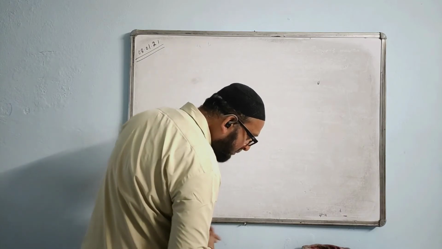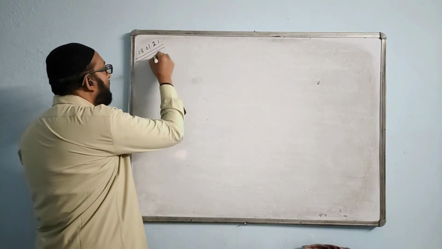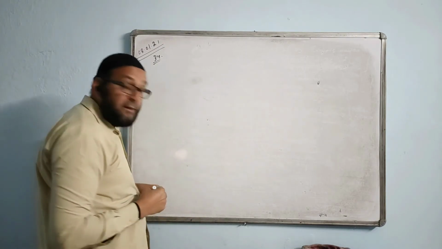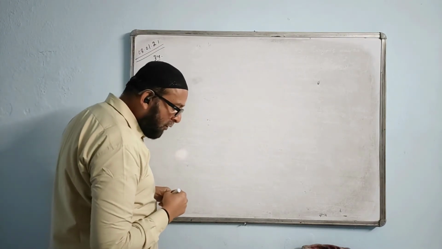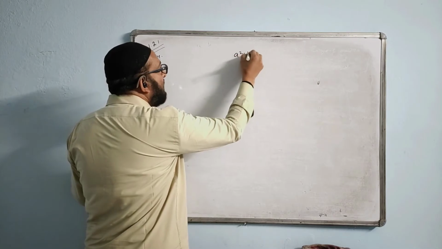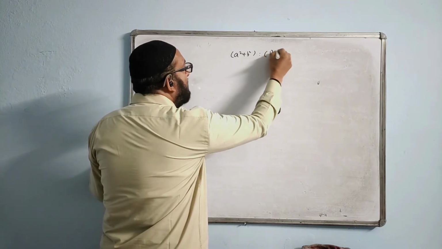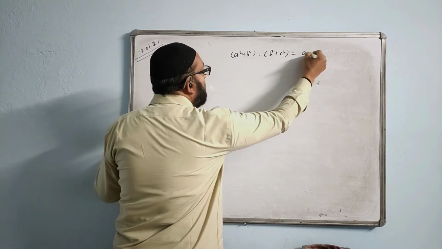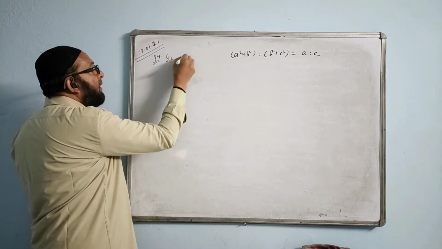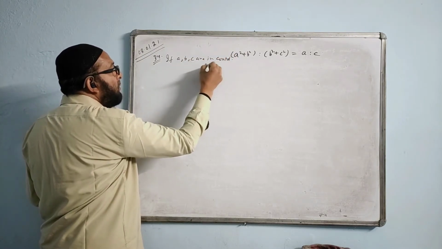I am doing question number 34 from your book. The question says: if A, B, C be in continuous proportion, prove that A square plus B square over B square plus C square is equal to A is to C. You have to prove this. They are saying A, B, C are in continued proportion.